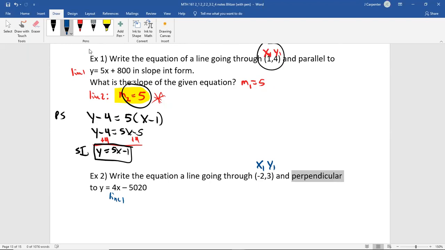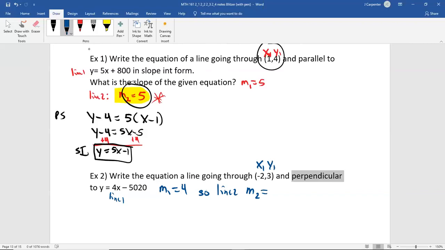and if it's not solved for y, then you'd have to solve it for y so that you could see its slope. But that's already done for us, so the number in front of the x is the slope. So m1 is going to be 4. The slope of the first line, the line that I'm not going to mess with anymore after this, is 4. So what that means is line 2 has a slope, what we call m2, so that we can tell we're talking about the second line.